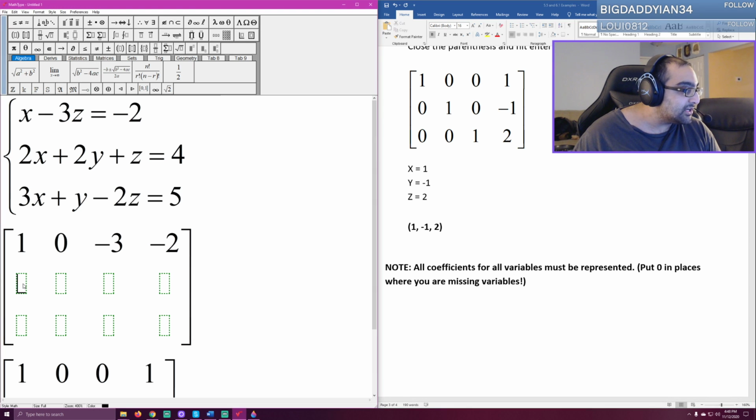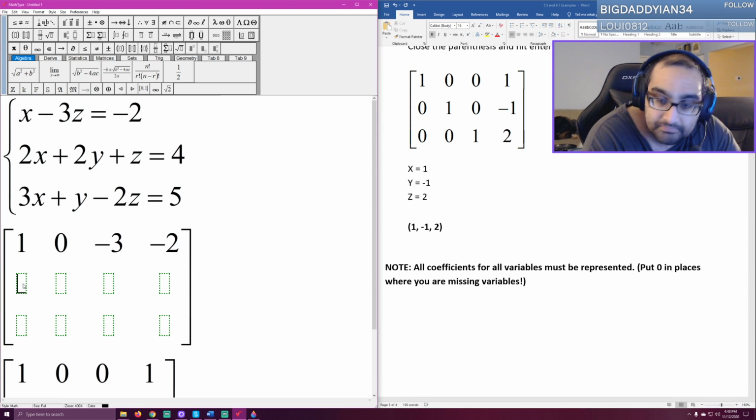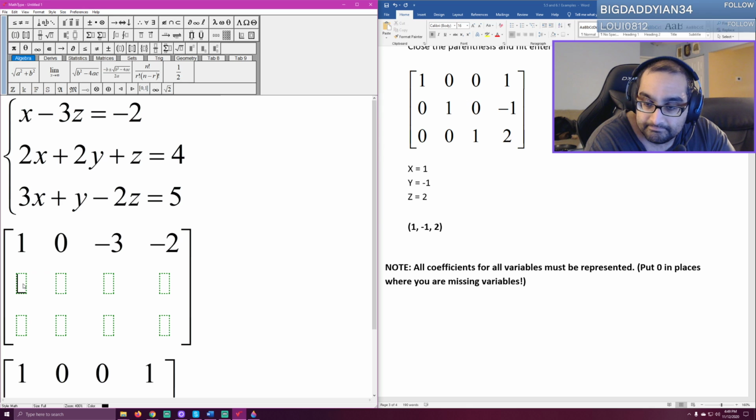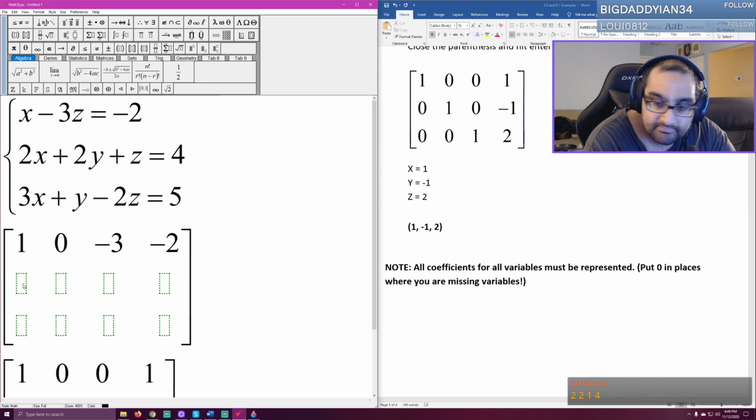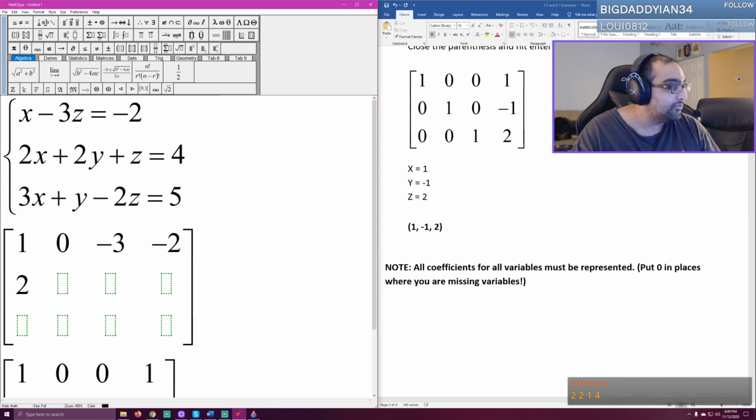Okay, what about the second row here? What's the second row we see here? All right, 2, 2, 1, and 4. Good. That's correct. Very nice. And how about the last row here? What's the last row?